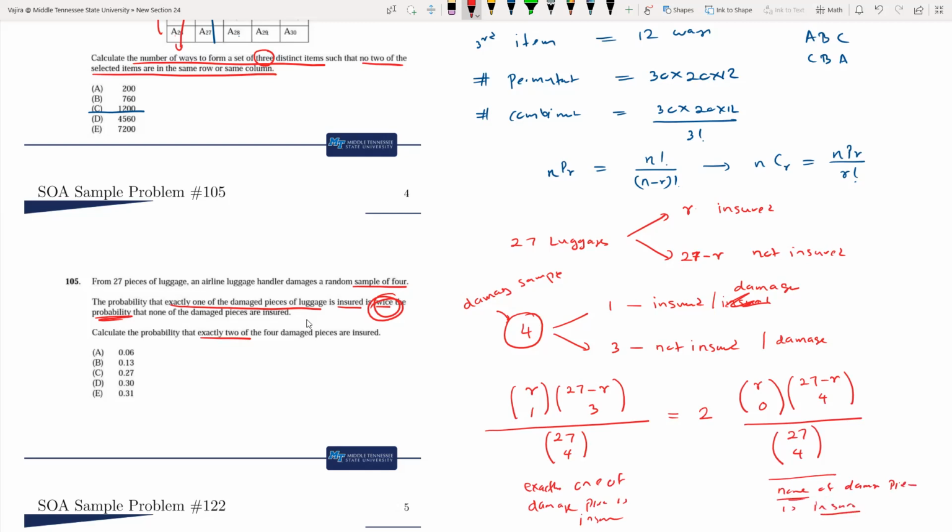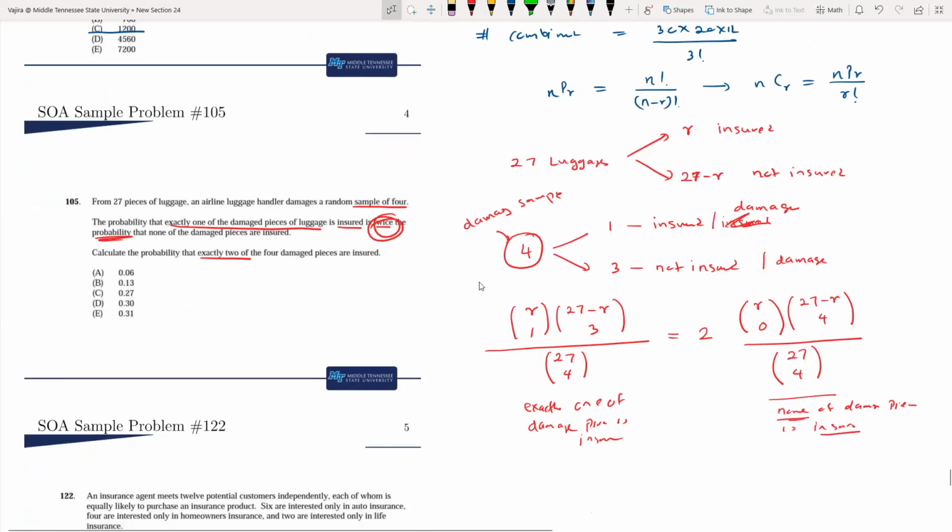So not insured. So when you solve this, you should get R to be equal. So you can solve this equation, and you should get R equal 8. Okay, you know how to solve this. Once you get that, then we go to the second part. Now it's asking exactly 2 of the 4 damaged pieces are insured. So now we know the R. R is 8, by solving this equation.